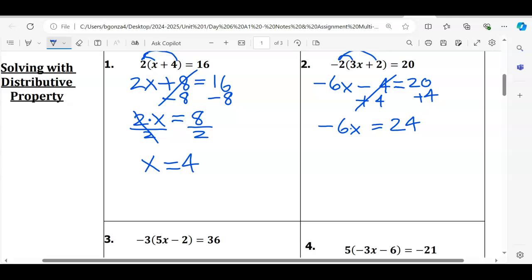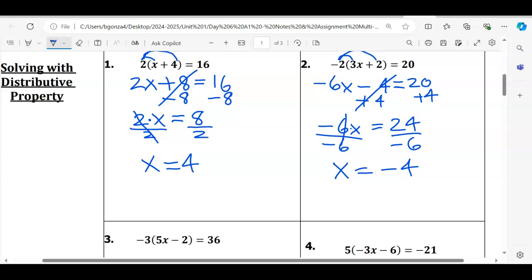So if there's a negative coefficient, you divide by the same negative coefficient. It has to match when you divide. Okay? So again, we divide, it has to match. So we divide by negative 6, divide by negative 6. 24 divided by negative 6 is negative 4.